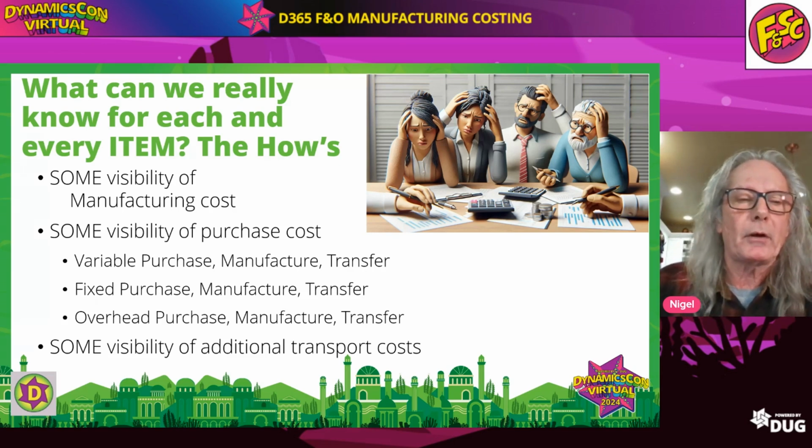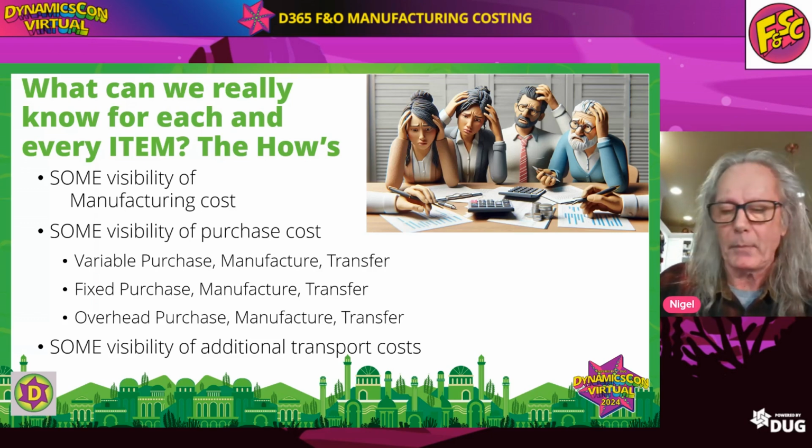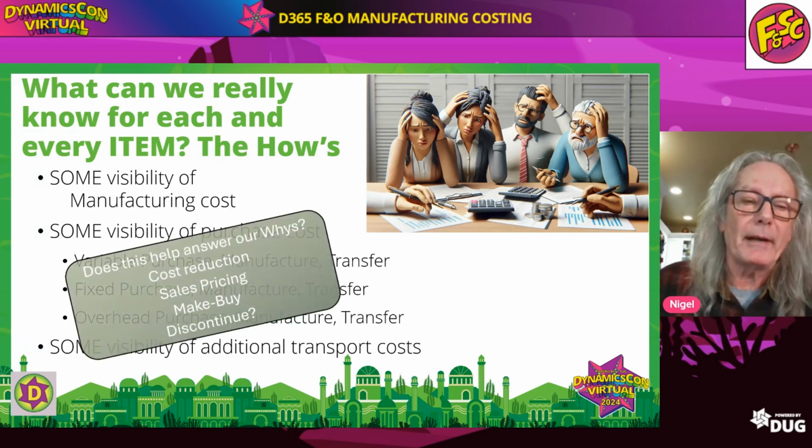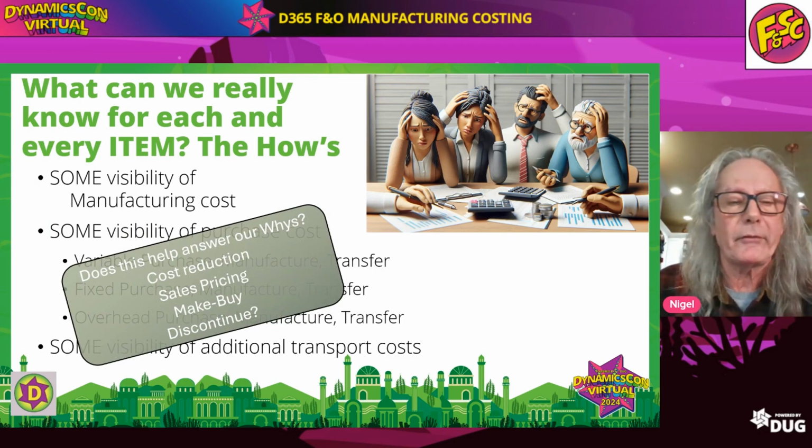I really want to get the point across. We're only trying to come up with some idea of our cost, an idea of whether we are making money or not. However, if we do have that, then we can absolutely use those numbers, those estimates, to help us with our cost reduction, our sales pricing, our make versus buy, and do we continue or discontinue.